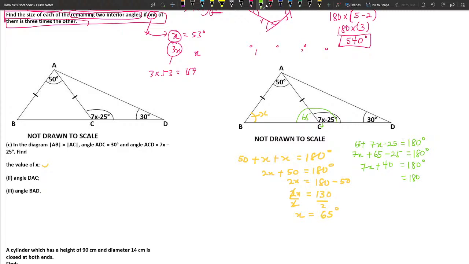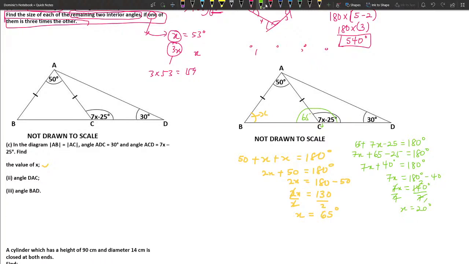So 180, we'll subtract 40 from it. And then we'll have 140. We'll divide both sides by 7. 7 here, 1. 7 into 14, 2. So 20. So x equals 20. So the value of x here is equal to what?